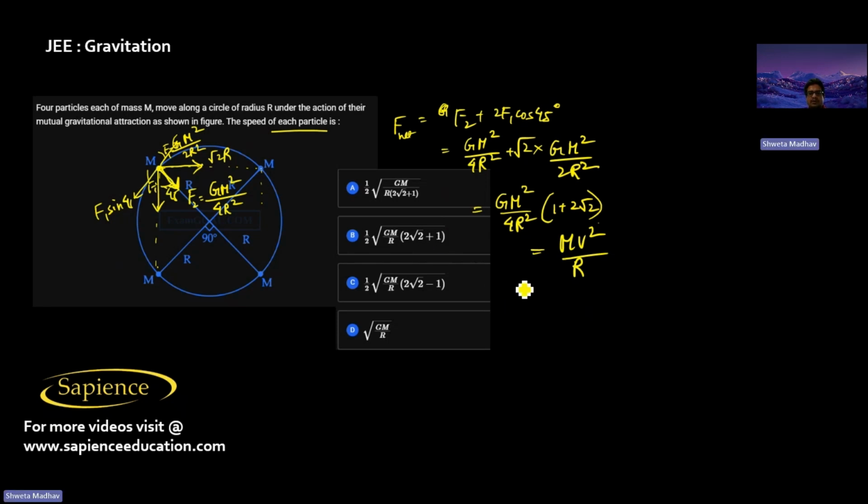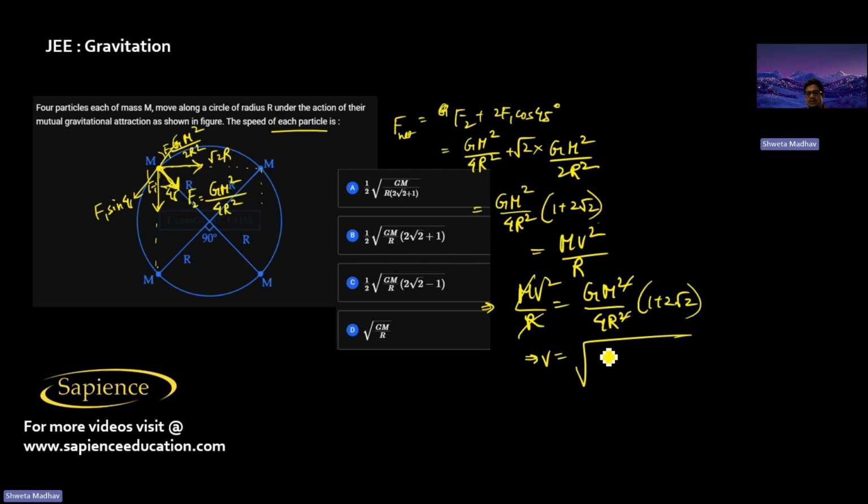So the speed of each particle: m v square by r is equal to Gm square by 4r square into 1 plus 2 root 2. So m will get cancelled, r will get cancelled. So v will be equal to root over GM by 4r into 1 plus 2 root 2. So we can say this will be 1 by 2 into root over GM by r into 2 root 2 plus 1. Option B is the correct answer.